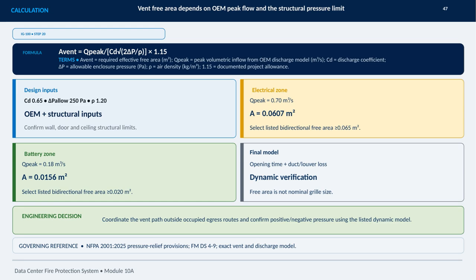Its 0.18 cubic meter per second peak flow produces 0.0156 square meters, so the selected vent must provide at least 0.020 square meters. Before finalizing, we still need to account for opening time, duct or louver losses, and dynamic verification. We also need to confirm wall, door, and ceiling limits, and keep the vent path outside occupied egress routes.